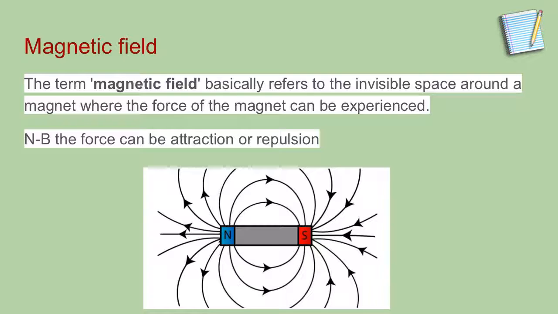Okay, so the next piece that's going to go into your notes is the magnetic field. The term magnetic field basically refers to the invisible space all around the magnet, where the force of the magnet can be experienced. What's interesting is that magnetic force can be a non-contact force, meaning that it exists even if the magnet itself is not in contact with the object, okay?